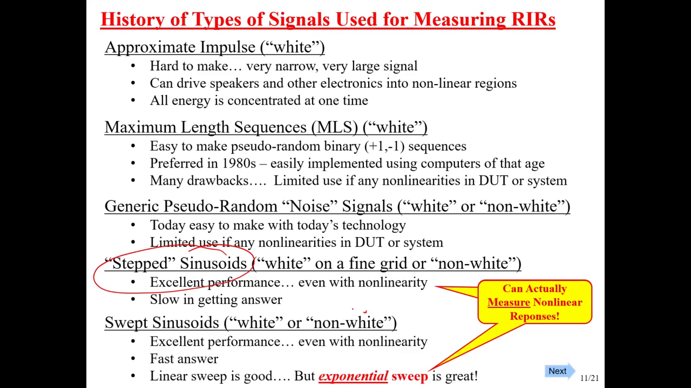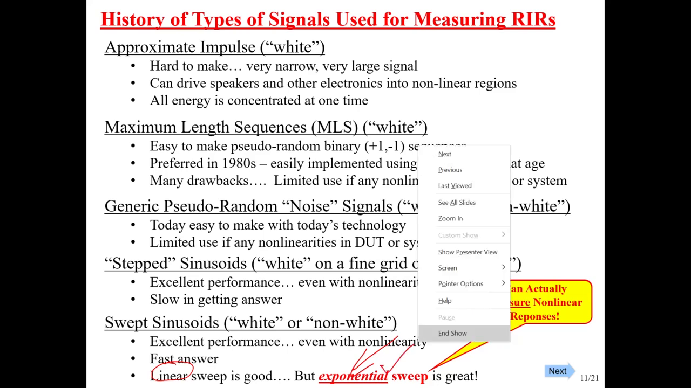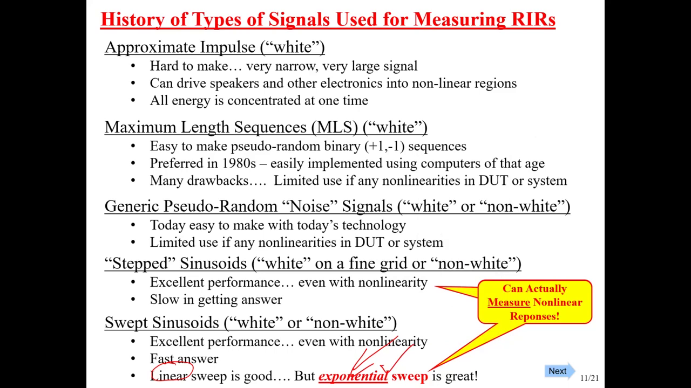And so this is the premier way of doing this today. And that was what Farina, some people came before him and did a so-called linear sweep of the sinusoid's frequency. But Farina discovered that an exponential sweep is even better. So you get excellent performance. Nonlinearities have little impact, and in fact, you can actually measure the nonlinear responses if you use the exponential version of this. You get a pretty fast answer, and it's really good.